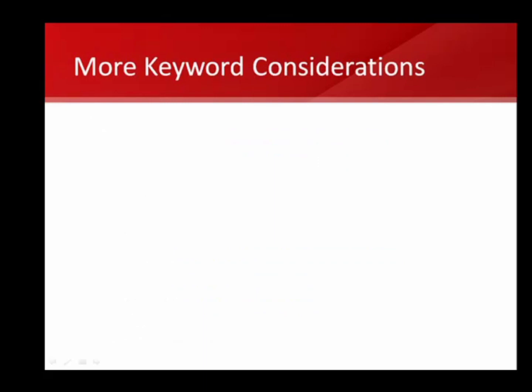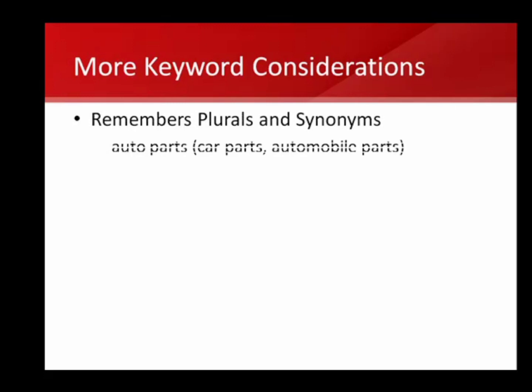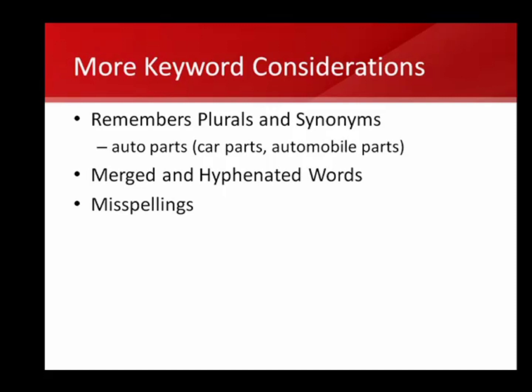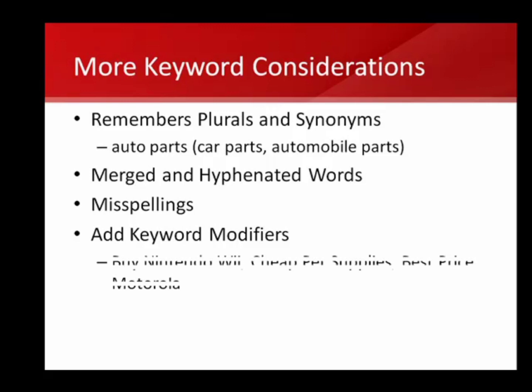I tried to keep this content down, but there is so much to cover with SEO. So remember plurals and synonyms like auto parts, car parts, automobile parts. Keep in mind merged and hyphenated words, even misspellings. Like I said, plurals and synonyms, like when I was saying car part or car parts, those would be different. Add keyword modifiers to your keywords. So things like buy Nintendo Wii, cheap pet supplies, best price Motorola. Those are all indicators and examples of modifying keyword phrases.